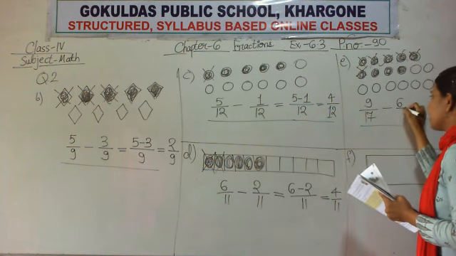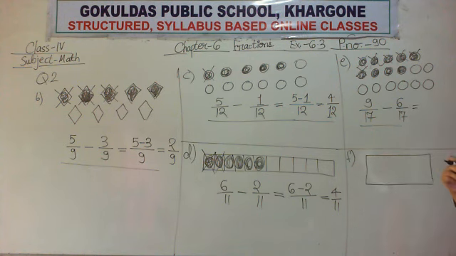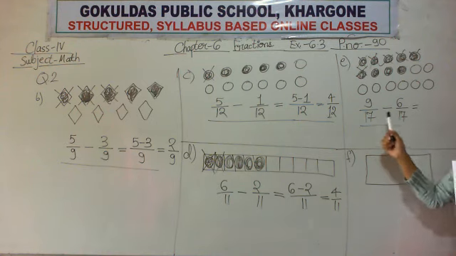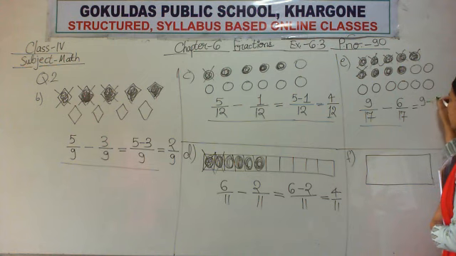So we are subtracting 6 out of 17. Now check the denominator. We want to subtract two fractions. For subtracting two fractions, first of all we check the denominator. Denominators are same. If denominators are same, then we subtract the numerator over the same denominator.